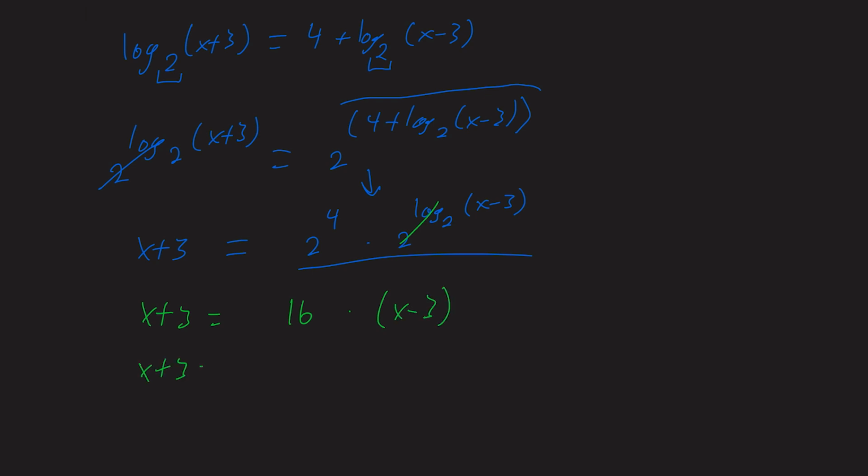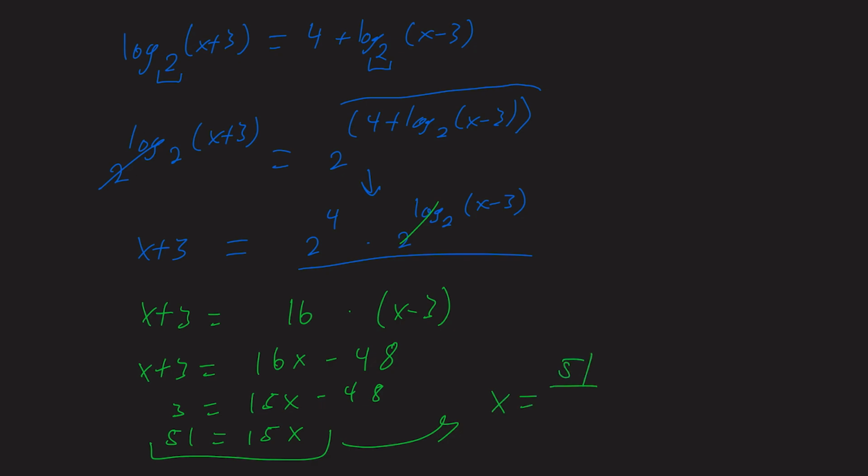X plus 3 equals 16x minus 48. If I subtract x from both sides, I get 3 equals 15x minus 48. And if I add 48 to both sides, I get 51 equals 15x. Which therefore results in x being equal to 51 over 15. Okay, and if we want to simplify this a bit further, that is also equal to 17 over 5.